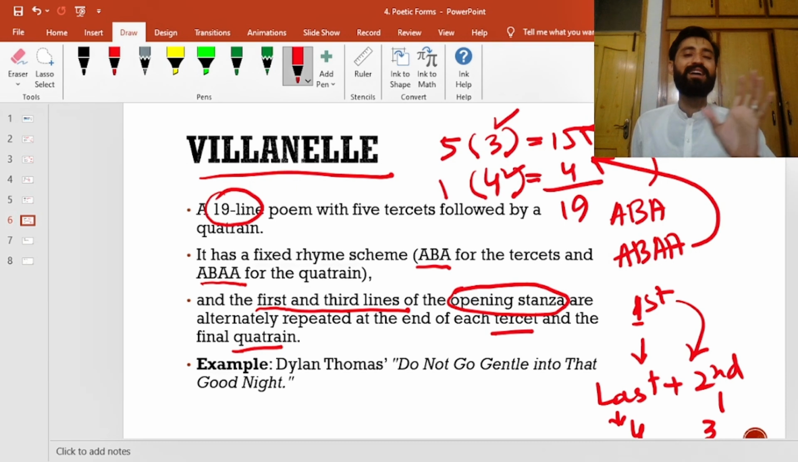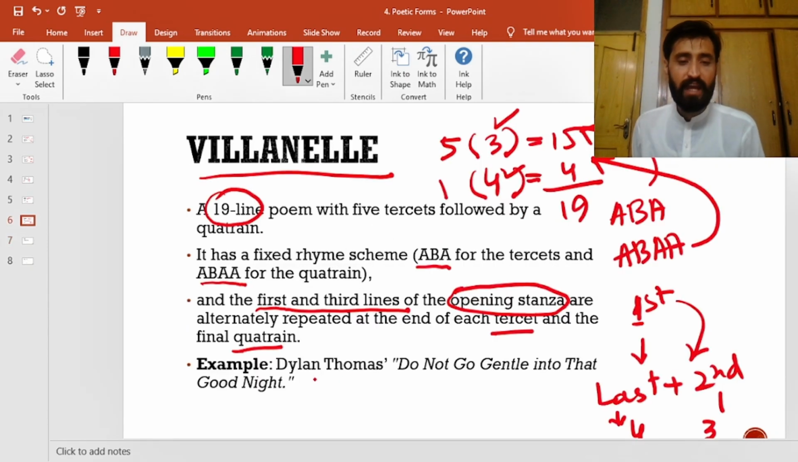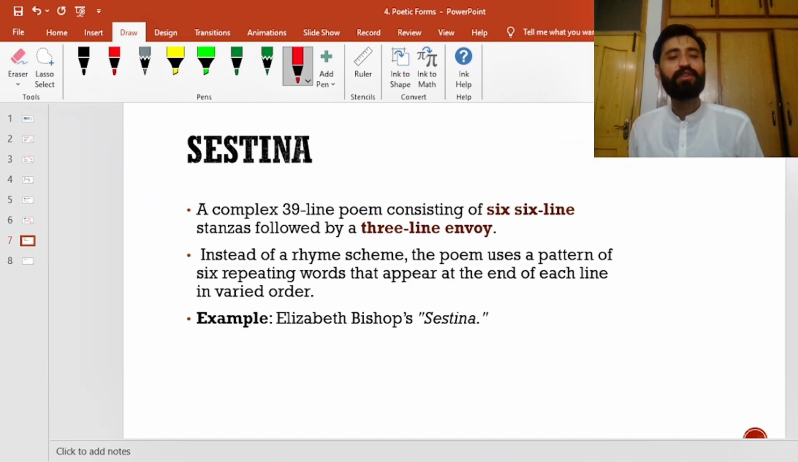I hope you are getting what I'm trying to make you understand, that Villanelle is a poem of 19 lines divided into 5 tercets and 1 quatrain, right? Now the example is by Dylan Thomas: Do not go gentle into that good night. If you are interested in reading a Villanelle, go read it by yourself, right? Let's move on to the next one.